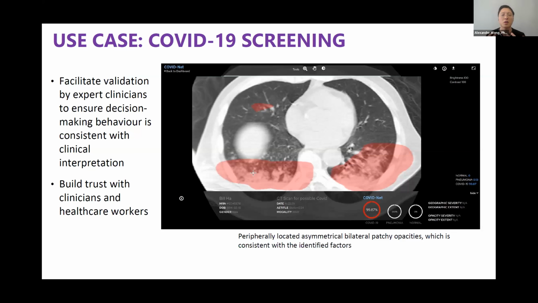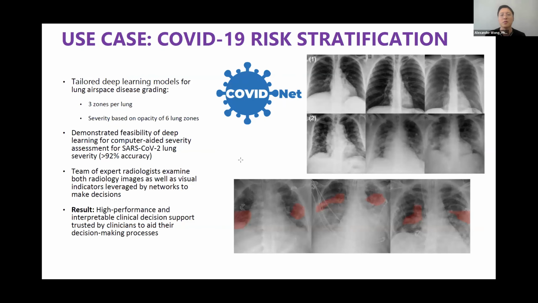So not only do we show what the results are in terms of its predictions, in terms of geographic severity, geographic extent, opacity, and so on, it also highlights the key areas. In this case, it highlights the bilateral patchy opacities as the key indicators as to why this person has a high likelihood of having COVID-19. We've done this also for COVID-19 risk stratification.